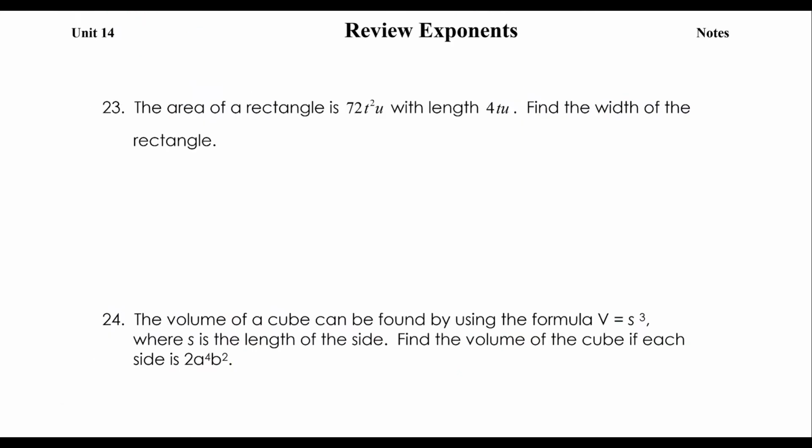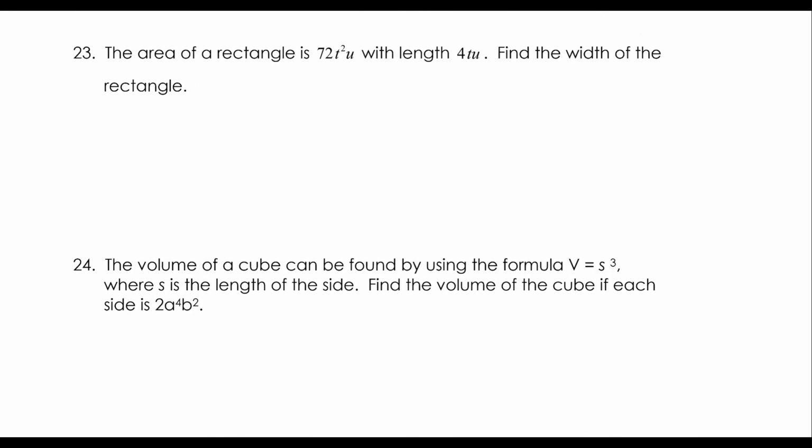Alright, down to the last 3 problems. All of them are word problems. So let's go ahead and get through these. The area of a rectangle is 72t squared u with a length of 4tu. Find the width of the rectangle.